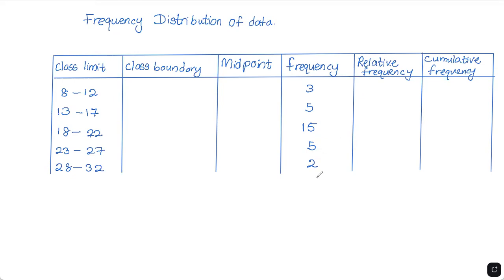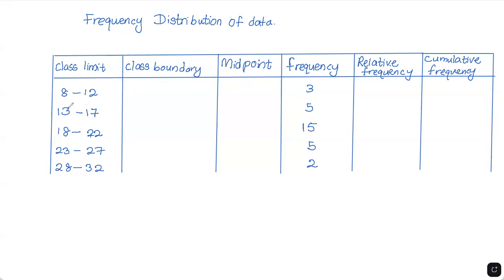So when you have the frequency distribution like this, you can find the class boundaries, midpoints, relative frequency, and the cumulative frequency of each class. So let's look at the class boundary first. To find the class boundary, as you can see here, the first class limit is 8 to 12. The upper class limit is 12, and in the second class, the lower limit is 13. So you have a gap between 12 and 13. We don't need those gaps. That's why we define class boundaries.